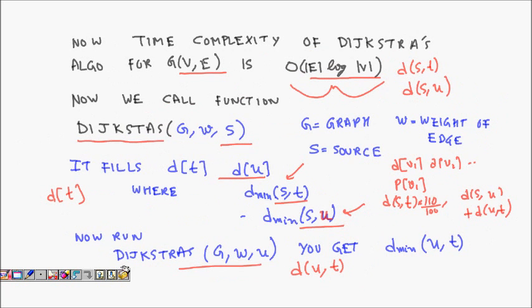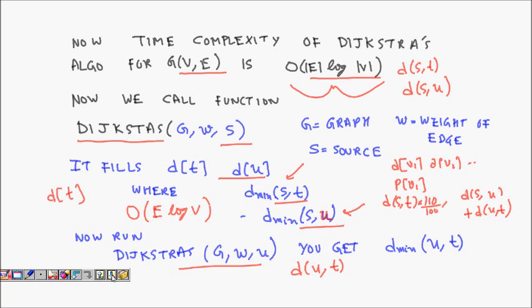So let's see what the question was. Time complexity: now let's think about the time complexity. I was running Dijkstra's algorithm twice, so this is just a factor of 2. It will again be O(E log V), the same as the complexity of Dijkstra's algorithm, because I'm just running it twice.